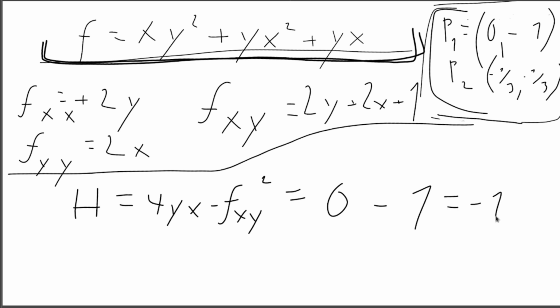So it's minus 1. And because it's lower than 0, the theorem says that if h, the determinant of the Hessian matrix, is lower than 0, then directly we know that point is a saddle point. So I'll write it down here on the top right of the screen. Saddle point for P1.